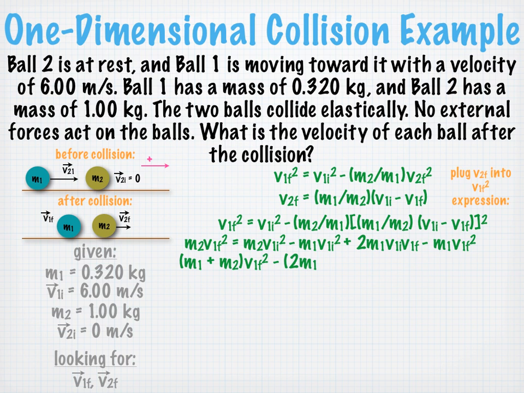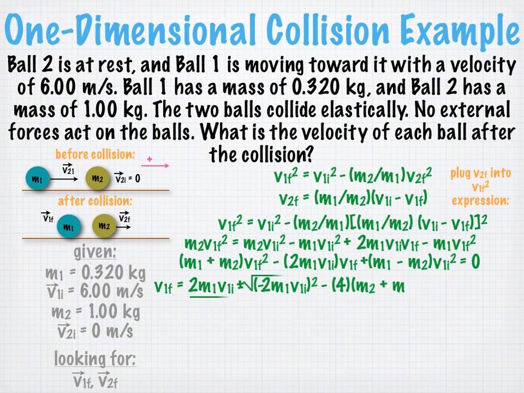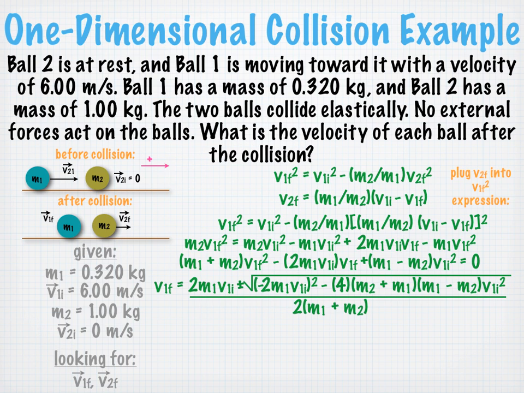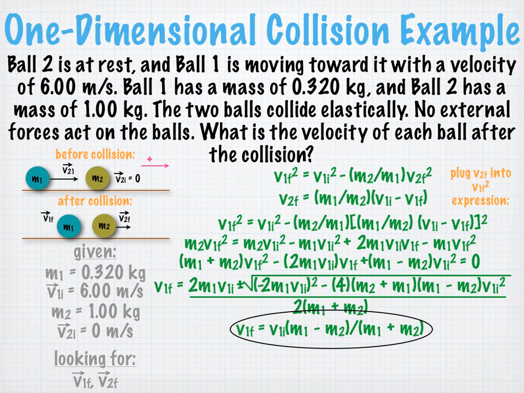We'll gather terms to put the expression in quadratic form for v1 final. Now we can plug terms into the quadratic equation. And choosing the negative sign in the numerator, we can simplify to this expression. As you can see, it takes a fair bit of algebra to get to this expression, but the good news is that this is the general form of the solution for a two-body elastic collision, where object 1 has an initial velocity and object 2 is initially at rest. So you can just remember this expression for the future.